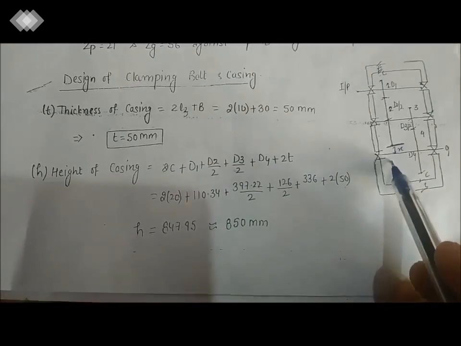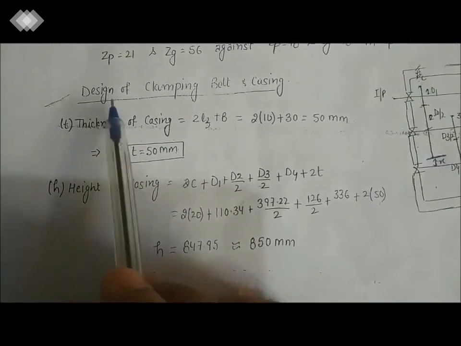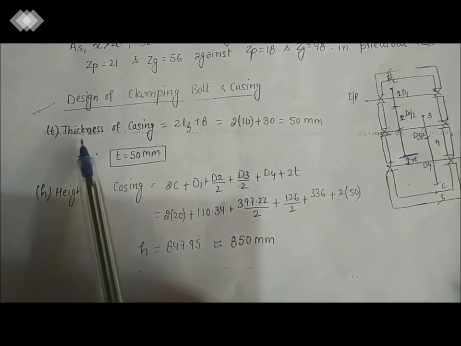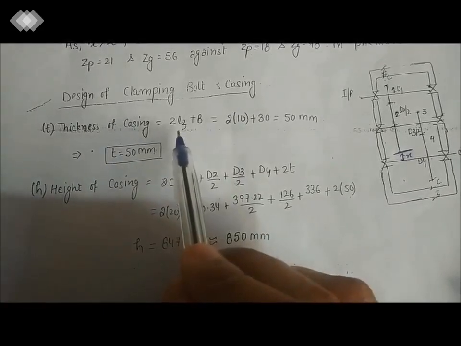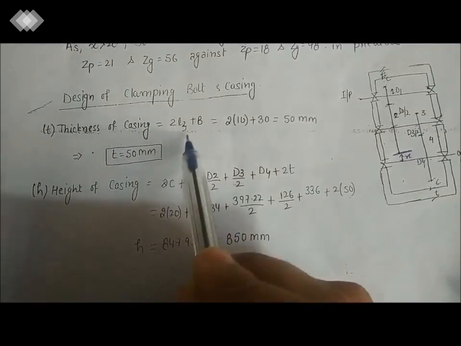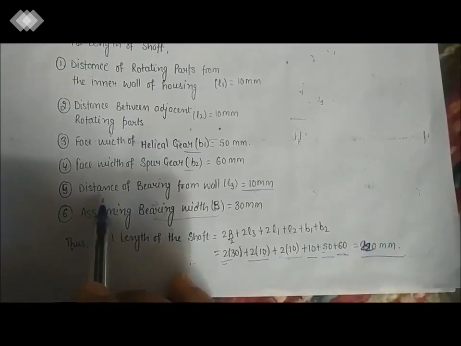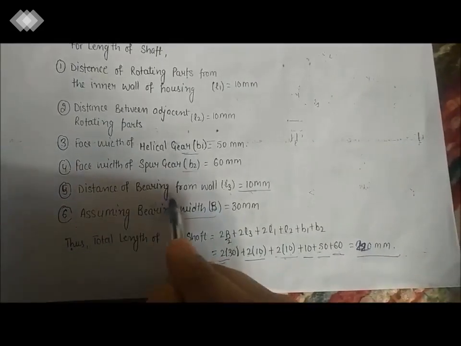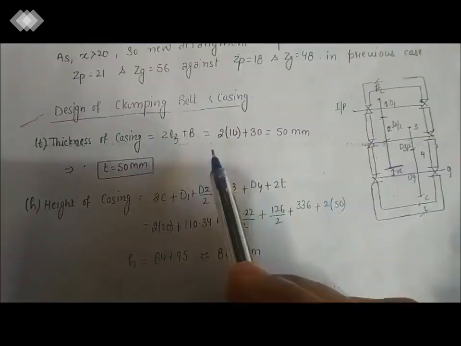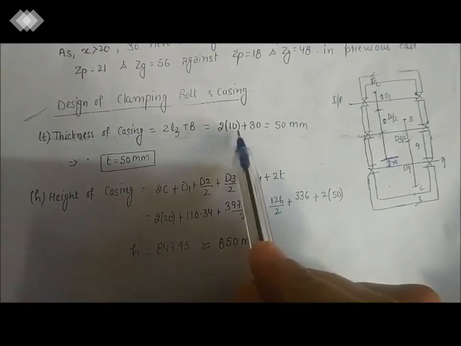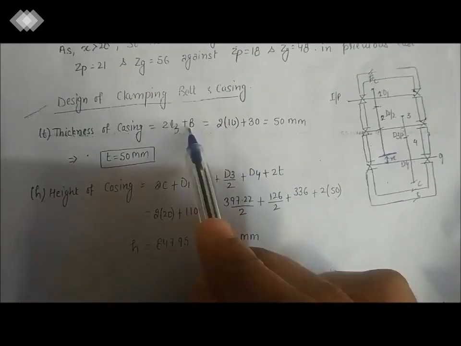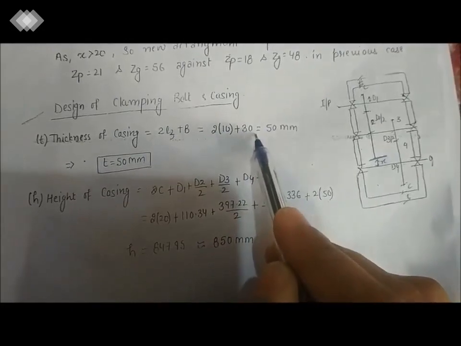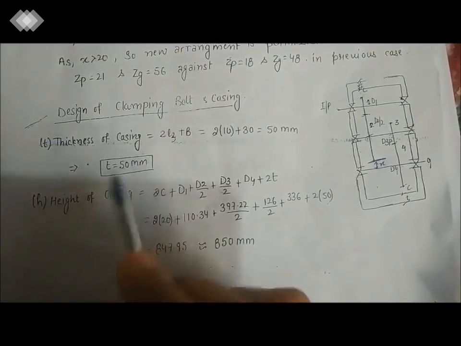Now after the calculation of x, let's move further to designing the clamping bolt and casing. First of all, we are going to calculate the thickness of the casing. It is equal to 2L3 plus B. We are already done with the calculation of L3. In the design of the shaft, we have seen that the distance of the bearing from the wall, L3, is equal to 10 mm. So let's take that distance as 10. So 2 into 10 plus bearing length, or we can say the width of the bearing, which is 30. So the thickness of the casing becomes 50 mm.